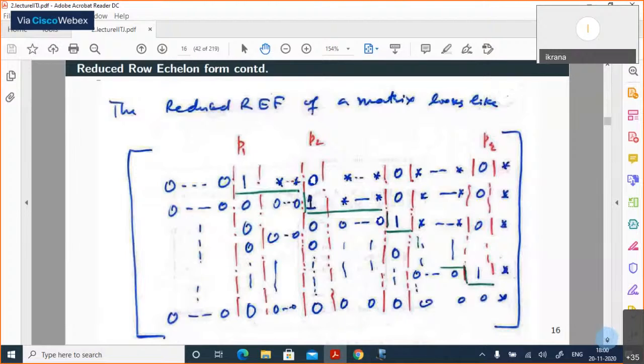Reduced row echelon form is normally used in proving some theoretical results. And of course, when you want to compute inverses or solutions, you will implicitly have to go for the reduced row echelon form.